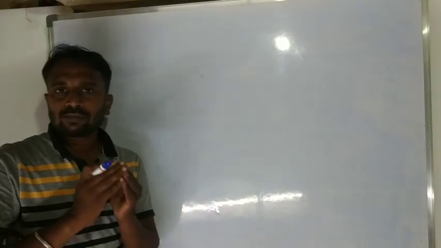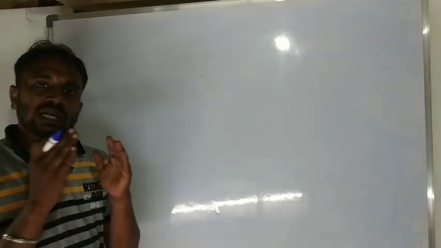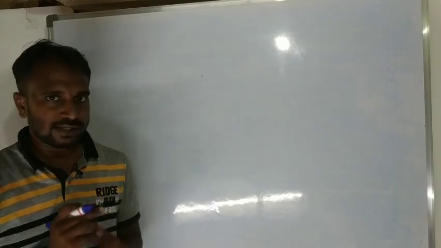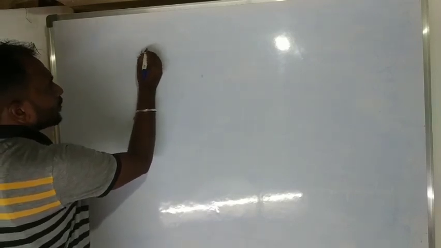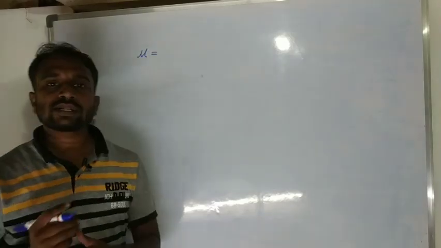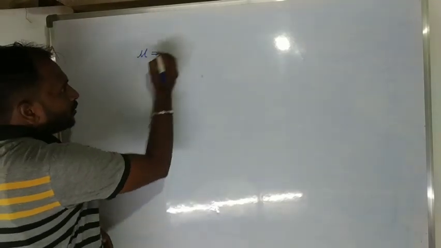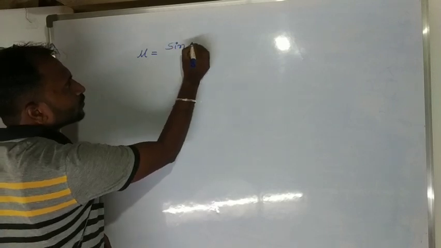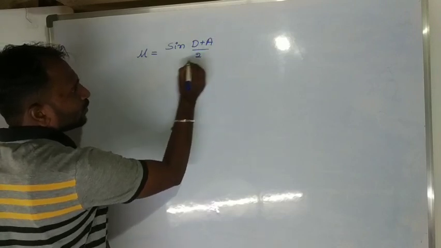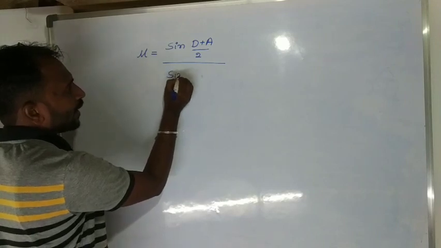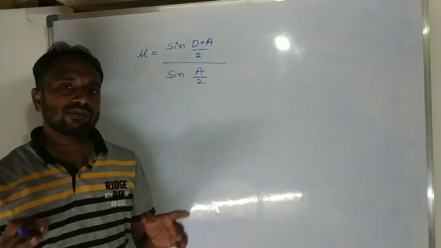So here we consider a thin prism and we want the expression for the angle of deviation. A is the angle of the thin prism. We already know the formula: the refractive index mu of the prism is equal to sine of (D plus A) divided by 2, whole divided by sine A by 2. Here D is the minimum angle of deviation.